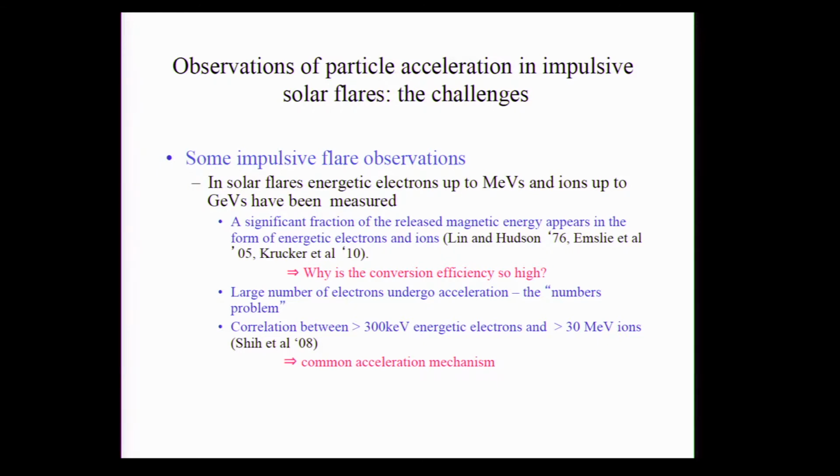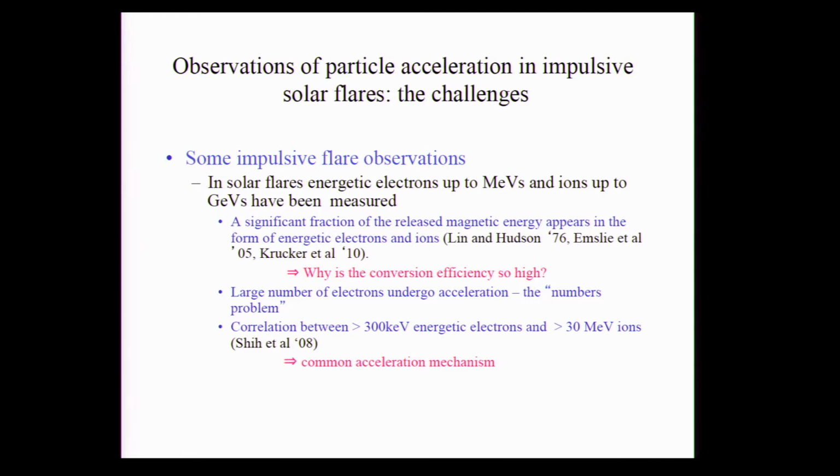Okay, so in flares, you have electrons to MeVs and ions up to GeVs. And most important is a significant fraction of the released magnetic energy goes into the form of energetic electrons and ions. A large fraction goes into the energetic component of electrons and ions. It's not a small fraction. It's a large fraction. So why is the conversion efficiency so high?